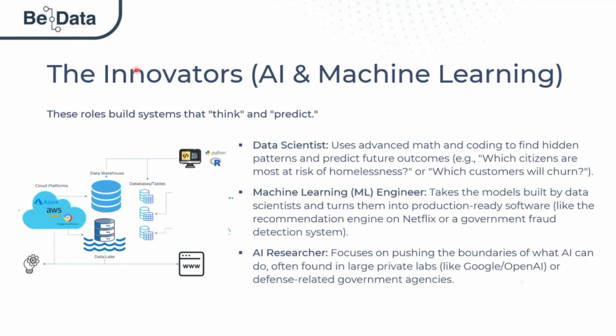Then you have the innovators, the people who invent stuff with the data. The first one is the data scientist. Now, the data scientist, as the name suggests, is a scientist. So what they do is they will go into the data. There's two ways they analyze the data. One is they're given a hypothesis.